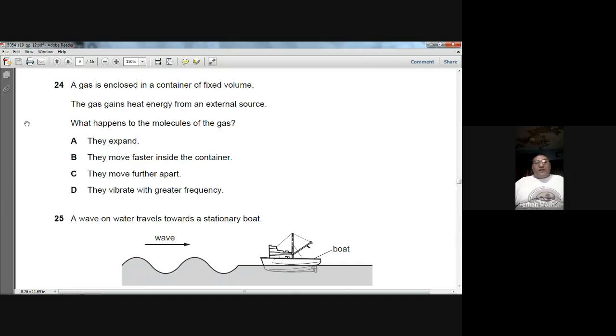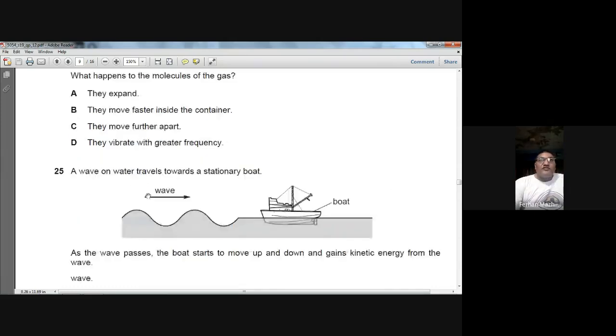They move further apart. That's not possible because the volume is fixed. They vibrate with greater frequency. They are moving. This is gas. They are moving around. They're not just vibrating. So the best statement is B. They move faster inside the container. For question number 24, B is the option.